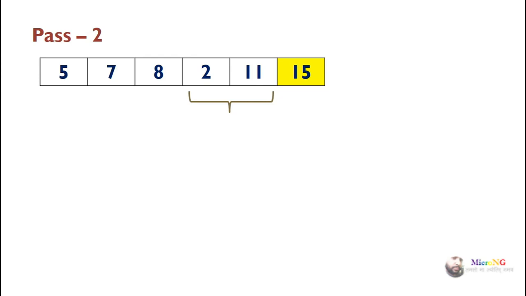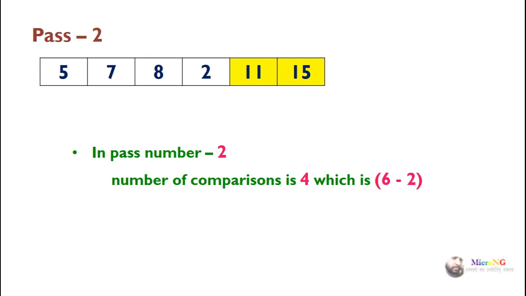So we have finished with pass 2. We can see that the second highest number reaches the second last place of the array. Here 11 has reached the second last place. So 11 and 15 now become part of the sorted order, and we don't have to process 11 and 15 further. In pass 2, we have made 4 comparisons in total, which is equal to 6 minus 2. 6 is the total numbers present in the array and 2 is the pass number.